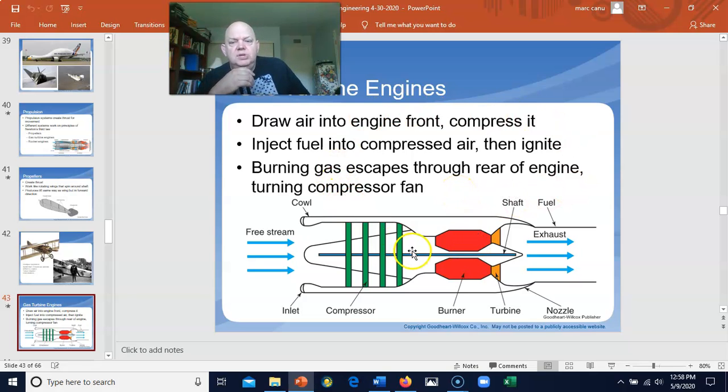But the idea is really simple. Free air goes in, it gets compressed, the fuel they injected gets ignited, it explodes, and the exhaust goes out that way. And according to Newton's third law of motion, for every action, there's an equal and opposite reaction. So that moves the jet engine forward.